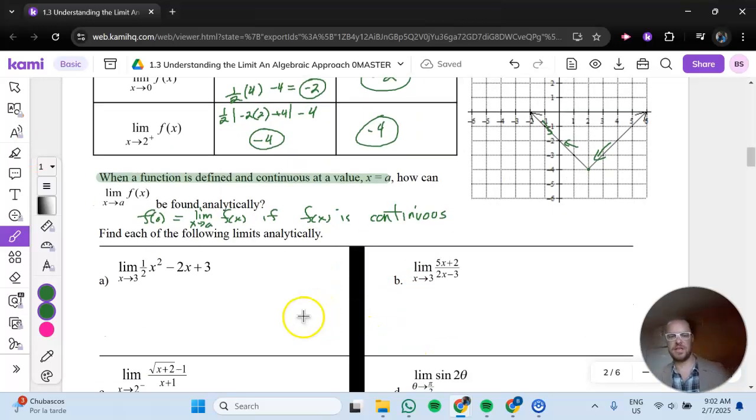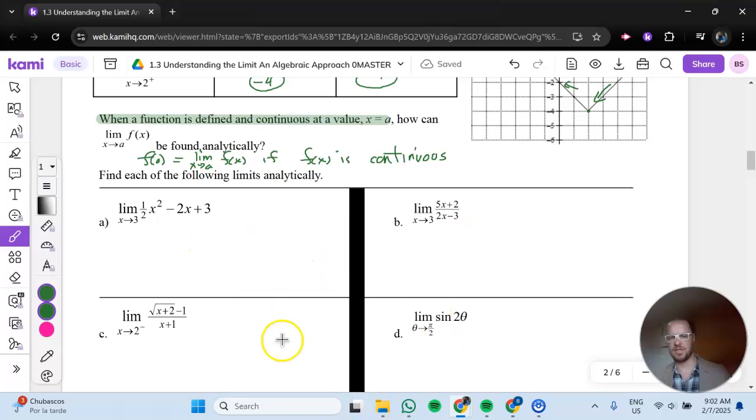So let's try and actually apply this then to these equations. So the limit as x approaches 3 of this. Now this is a polynomial. There's no way it's not going to be continuous or not defined. So we can go ahead and try that. Let's just plug it in. This is what we should always try first. And so we're going to get 1/2 times 3 squared minus 2 times 3 plus 3. Working that out, this is going to be 9/2, right?